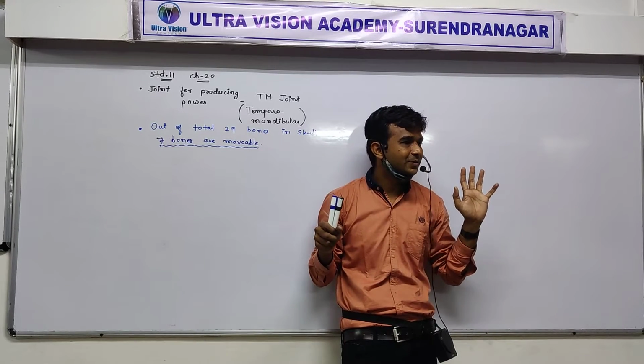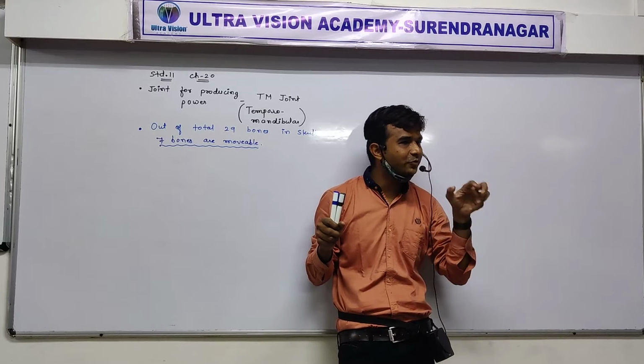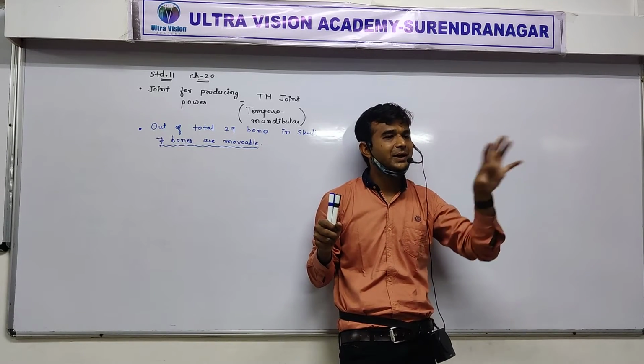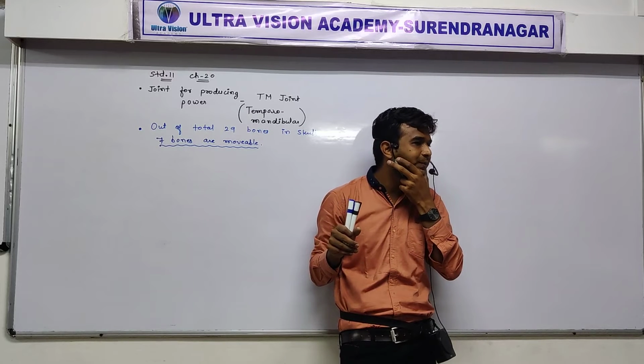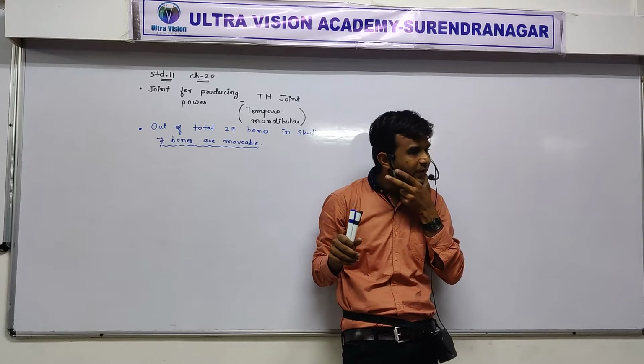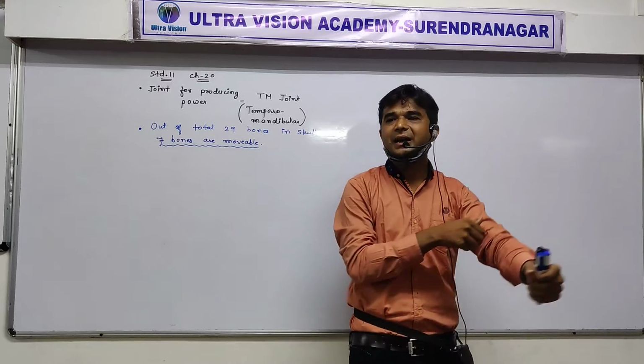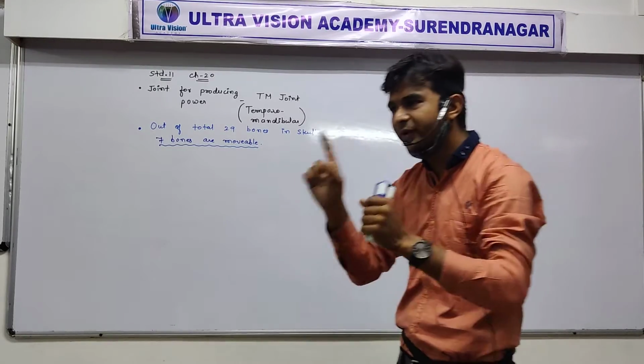Clear? So when the bones on both sides are movable, then and only then are we able to hear the sound. Is it clear? And the lower jaw is movable. So out of the 29 bones, 7 bones are movable.